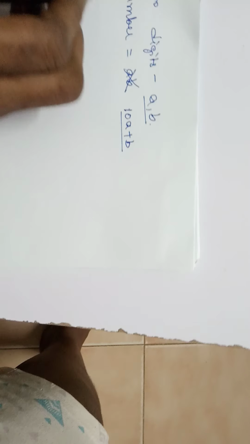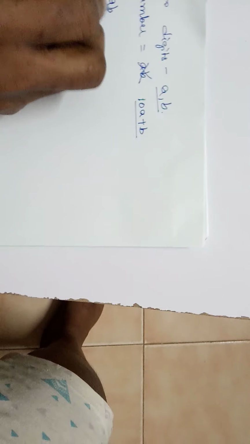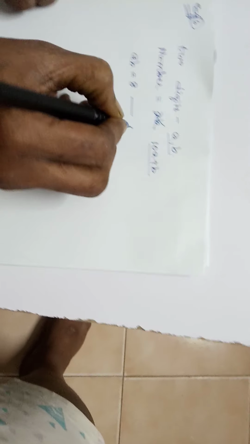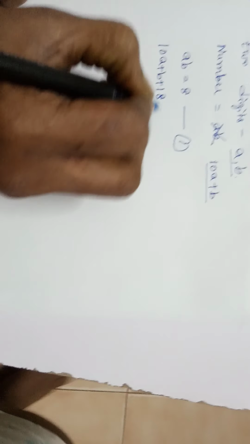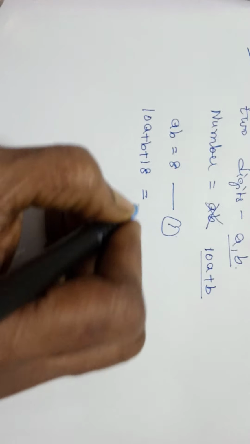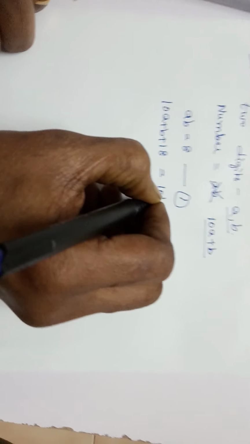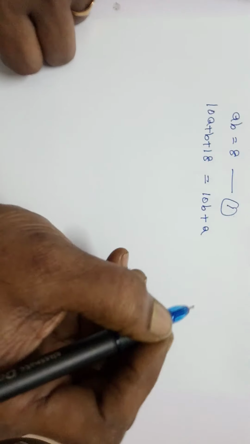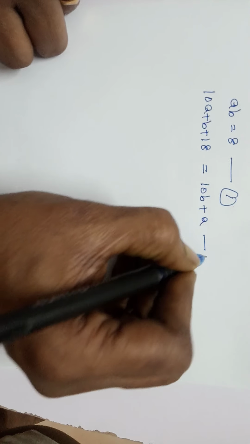What did they give? Product of 2 digits. That is AB is equal to 8. First equation. And when 18 is added, 10A plus B plus 18 is added, then the digits are reversed. That is 10B plus A it will become. So this is what they have given, second one.